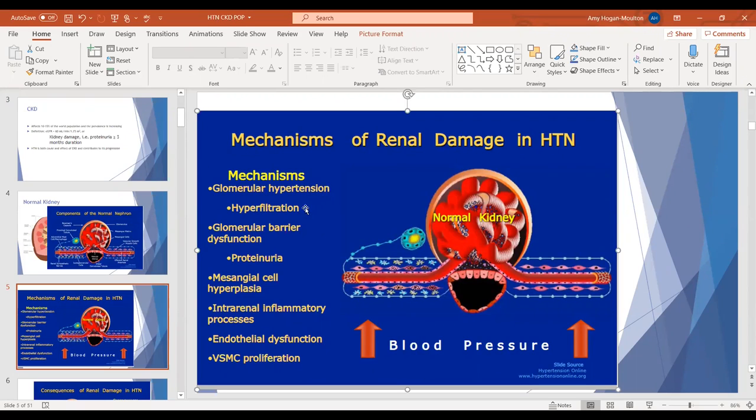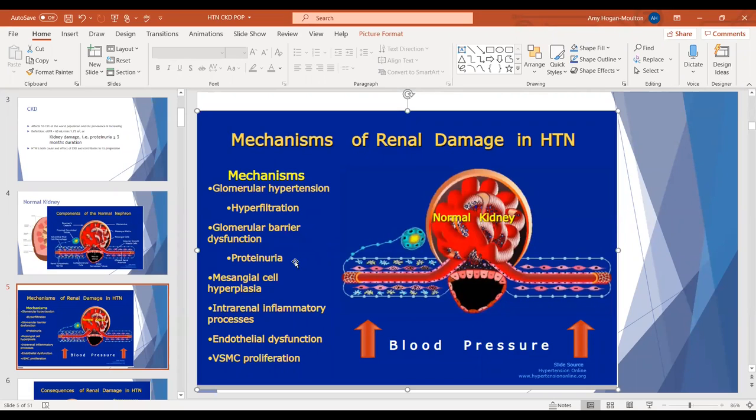But when you look at the mechanisms over there on the left, glomerular hypertension is one, hyperfiltration, like in diabetics. The earliest lesion you see in a kidney related to a diabetic patient is not proteinuria or hypertension. If you biopsy, their glomeruli are going to be bigger and they're overworking. They'll tire out, but they're overworking.